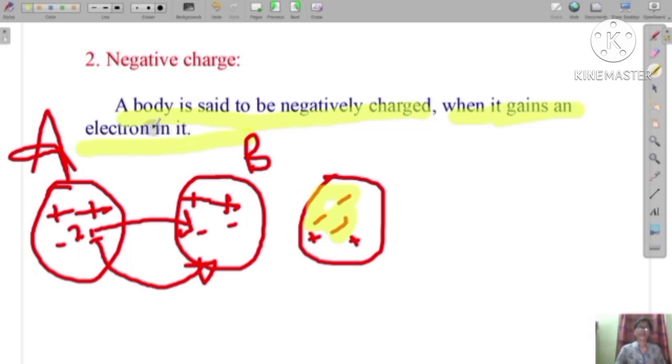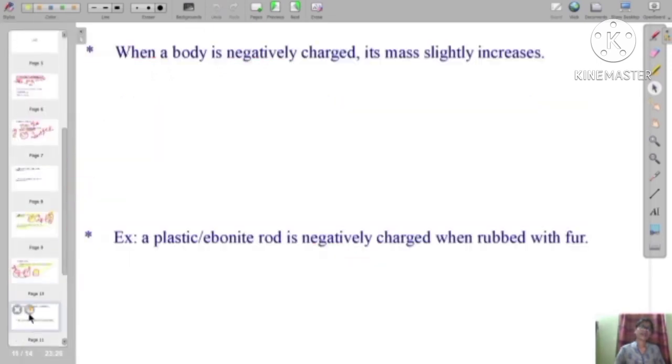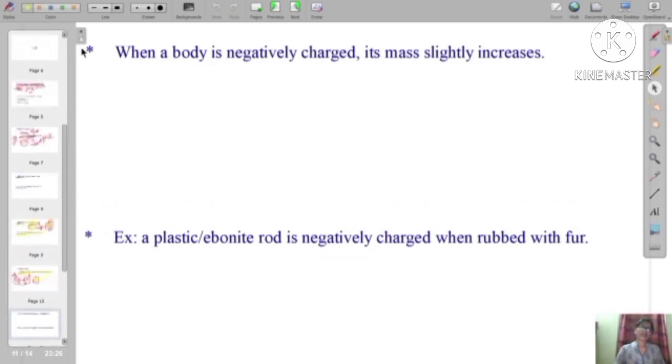Again, you can read the definition. A body is said to be a negatively charged body when it gains an electron. When any body gains the electron from another body, then this body is going to be called negatively charged. Okay, now we are going to study some of the characteristics of this negatively charged body. So what are those characteristics? Let us study.